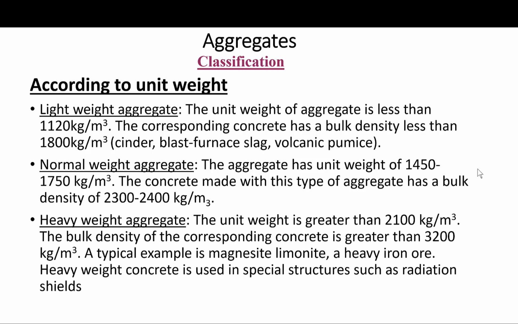We also have the heavyweight aggregate. The unit weight is greater than 2,100 kilograms per cubic meter. The bulk density of the corresponding concrete using this aggregate is greater than 3,200 kilograms per cubic meter. A typical example is magnetite, limonite, or a heavy iron ore basically. The heavyweight concrete is used in special structures, such as radiation shields and nuclear plants and something like that.